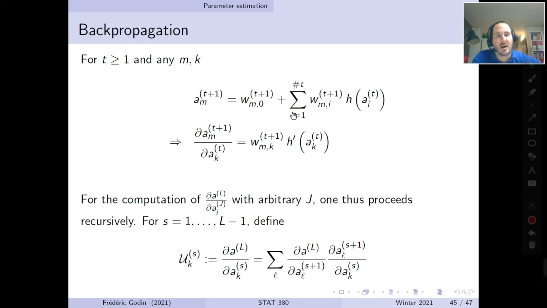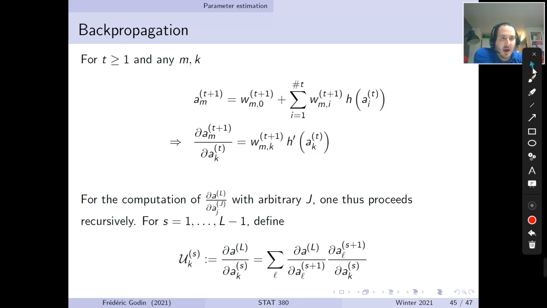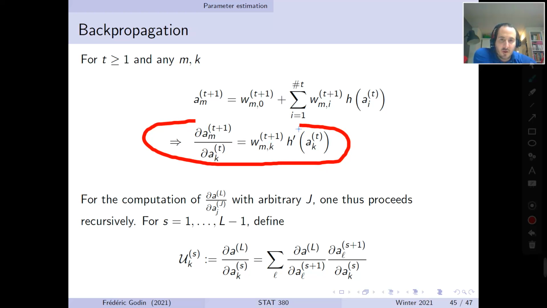Okay, so this result is very useful. It gives a formula to get the derivative of a given activation of layer t plus 1 with respect to an activation of the previous layer, so one layer before, for any k. This formula, we will use it in what follows.